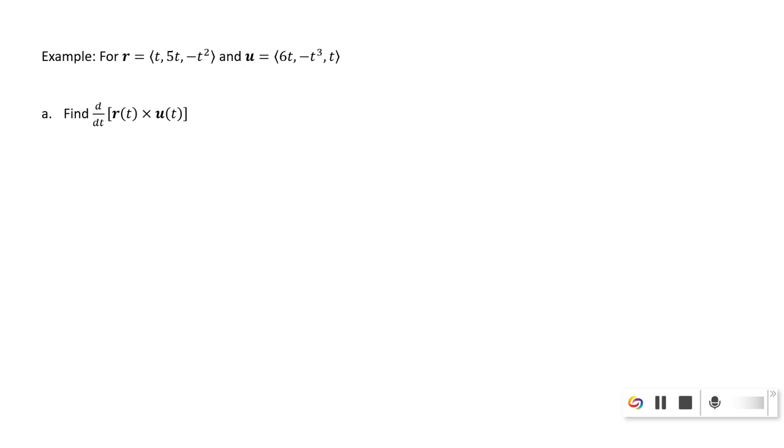All right, let's do a derivative of a cross product. Same functions r and u, but we're going to find the derivative of r cross u. And I'm going to do this problem using the product rule. So the product rule says I have to take r prime cross u plus r cross u prime. And cross products are the one where the order matters, so make sure you put the r's first and the u second.